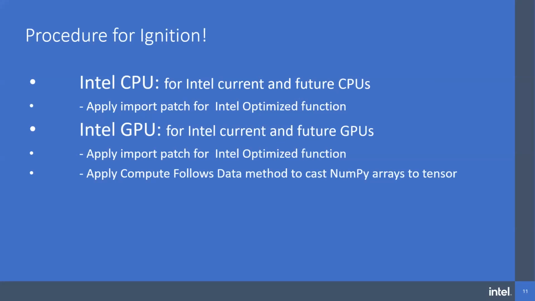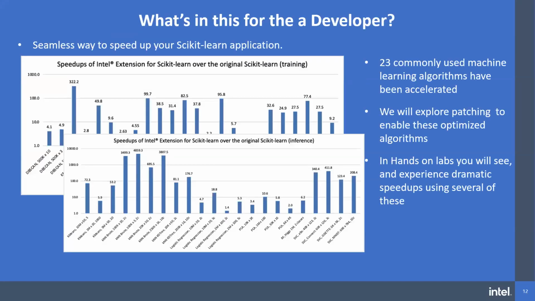But this is the procedure for ignition. On the CPU side, you just use a couple lines of code. It's an import and a function call to apply what we call a patch. And I'm going to articulate that for you going forward here. For the Intel GPU, there's an extra step, a methodology called compute follows data, and I'll be describing that as well.